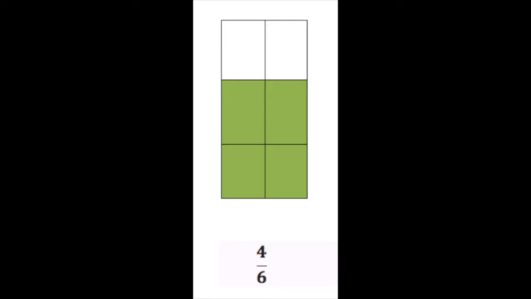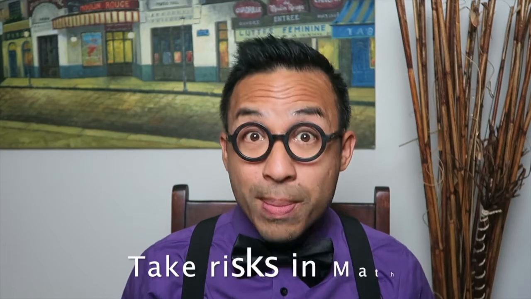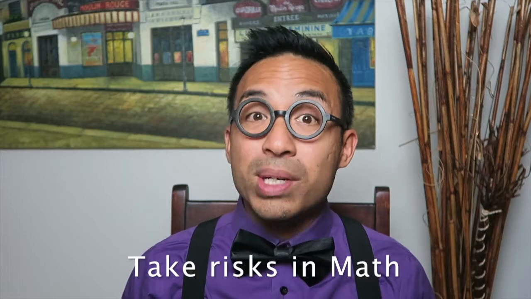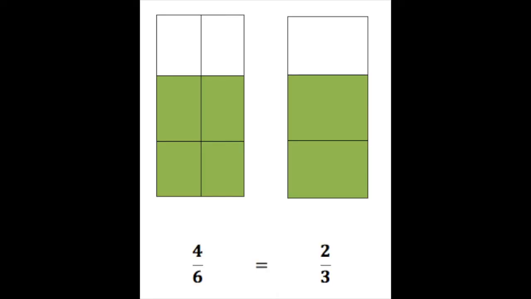Last problem. Let's shade in 4/6 of a rectangle. Let's try dividing the numerator and denominator by 2. What fraction do we now have? Remember, boys and girls, it's okay to take risks in math. Yay! 2/3, because 4/6 is equivalent to 2/3.